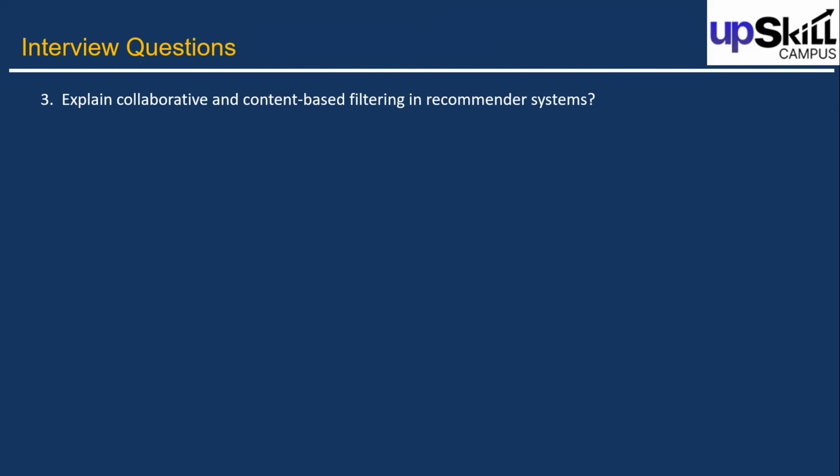Okay. Third question is, explain collaborative and content-based filtering, which are used in recommender systems. Not exactly, sir. Can I guess? Yeah, you can guess. I think the context-based recommendation system figures out the data and its value, I think.